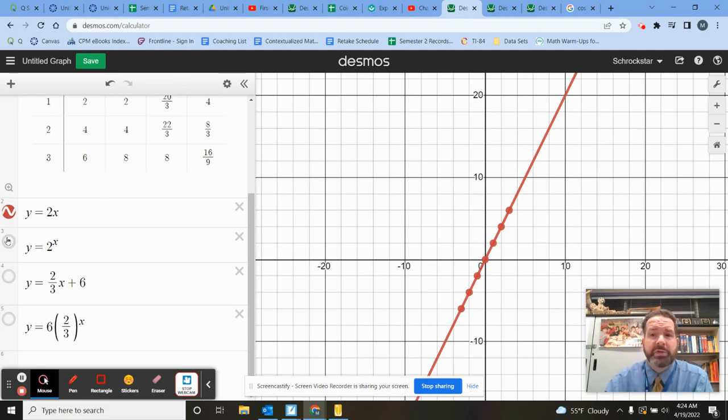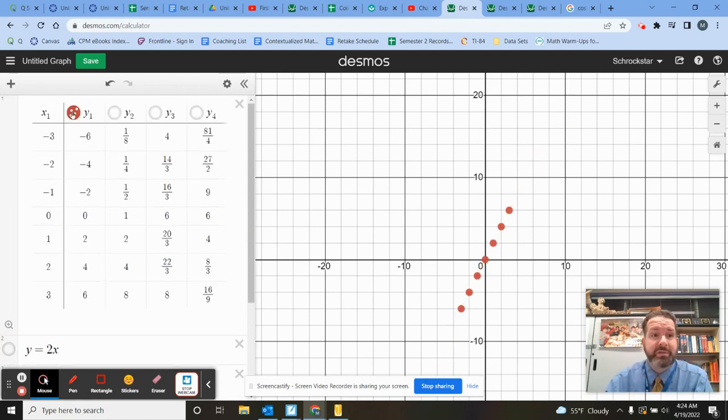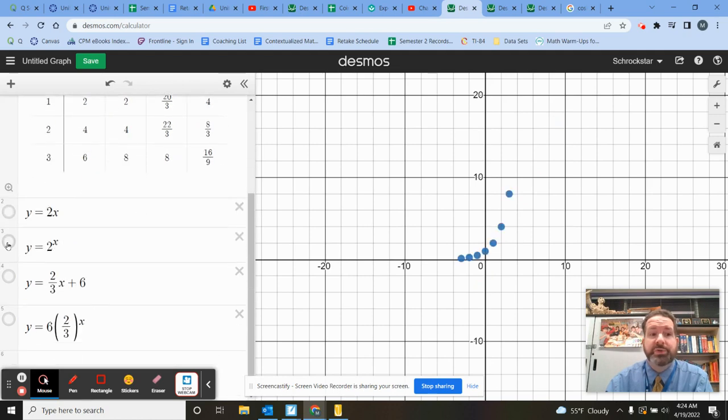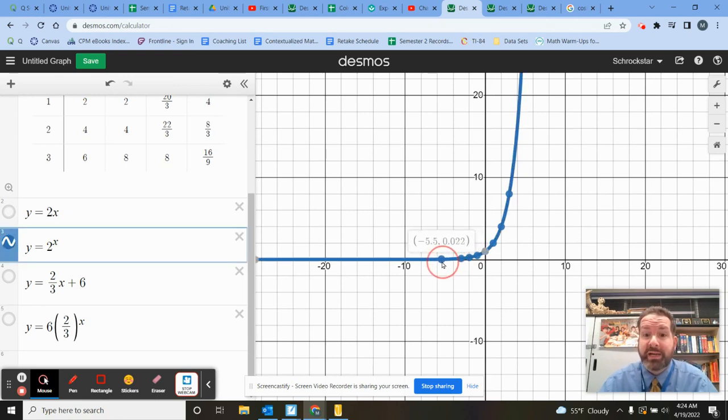If we turn on the second equation, so y equals 2 to the power of x, notice how different things look. It's got this curve to it. As you go backwards, as you go to the left, it looks like it almost goes flat, because it kind of almost does go flat. And the numbers get very, very small. Take a look at those y values. They're super tiny. As you go to the right, though, the graph goes up, and it goes up very fast.